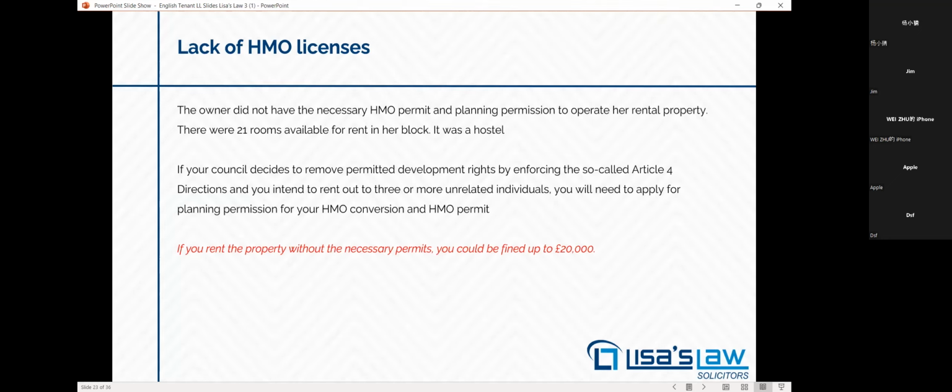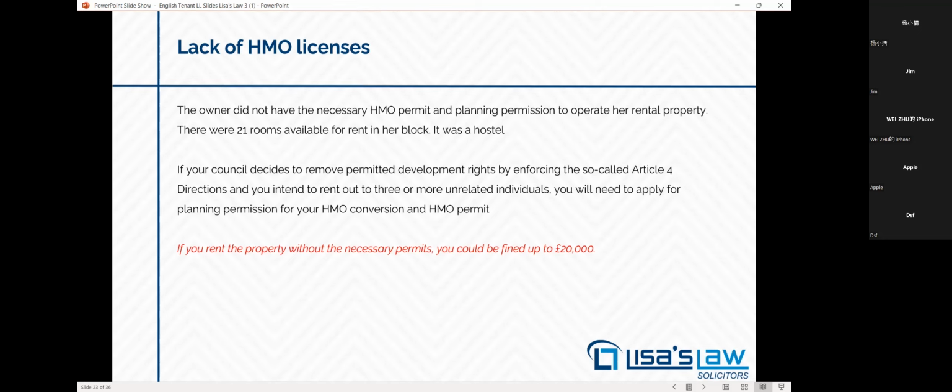Other than that, if in your area the council decides to remove what we call the Article 4 right and enforce the so-called Article 4 rights, then when you want to rent it out to more than 3 unrelated individuals, you will have to apply for planning permission as well. For planning permission, if it's more than 7, you will require planning permission. Other than that, if there's an Article 4 restriction, then you will have to apply for planning permission as well.